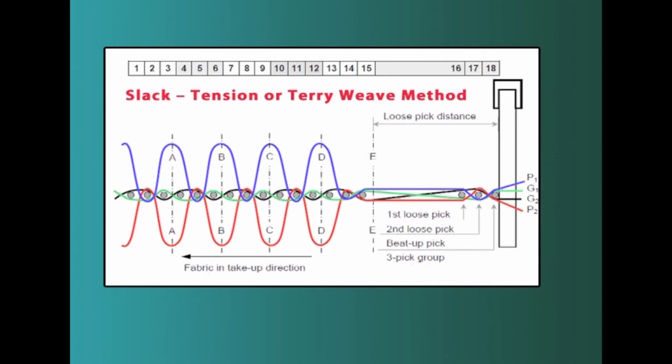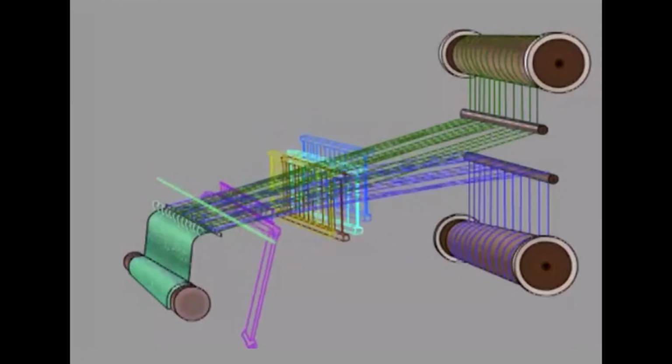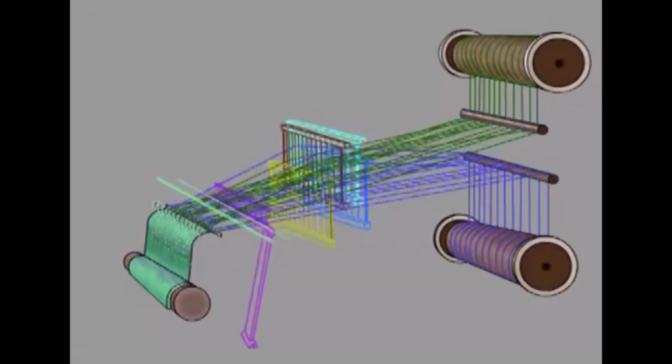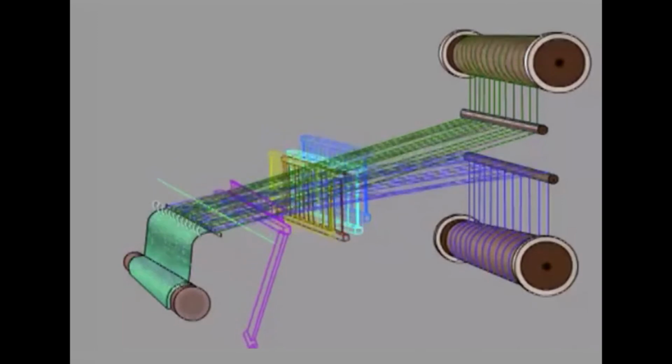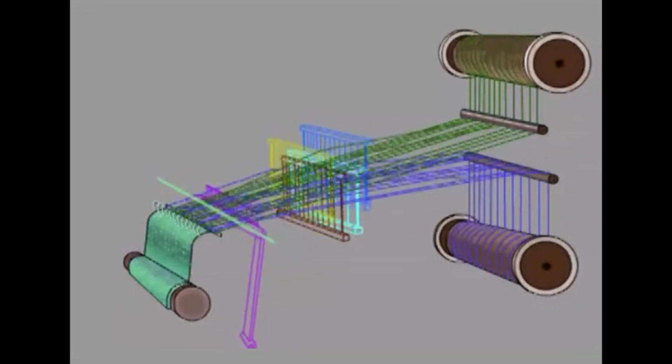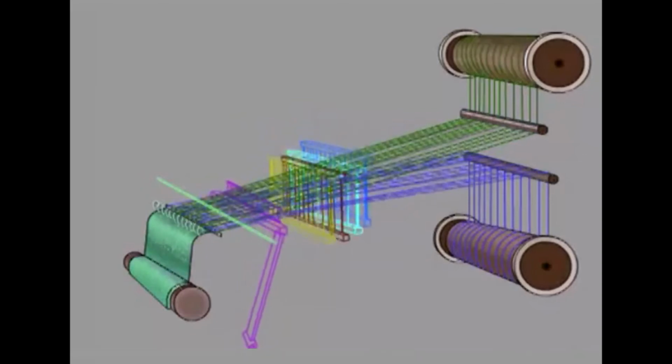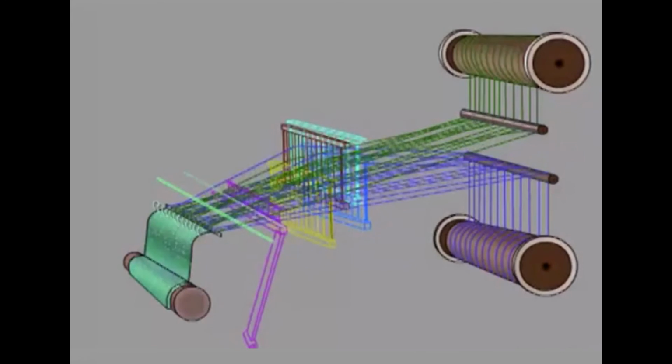It is popularly known as the 3-pick arrangement, in which 3 picks are put through and battened with the motion of the reed. The easiest way to make this construction is to use 4 harnesses, 2 harnesses for the ground warp and 2 harnesses for the pile warp. Now, first the pile warps are raised and 2 filling yarns are shot through, and then the pile warps are lowered and the ground warps are raised again. Then the third pick is inserted.